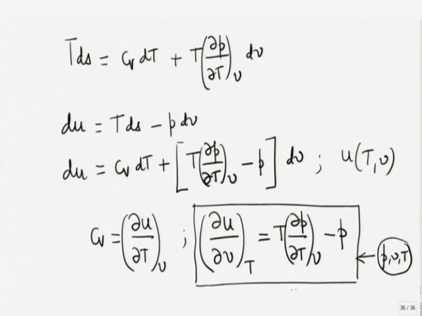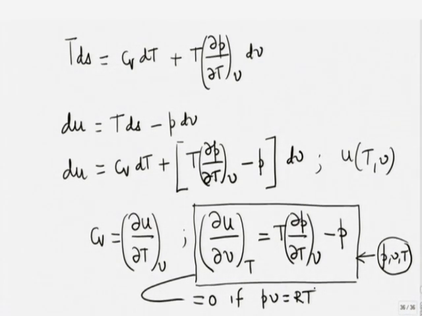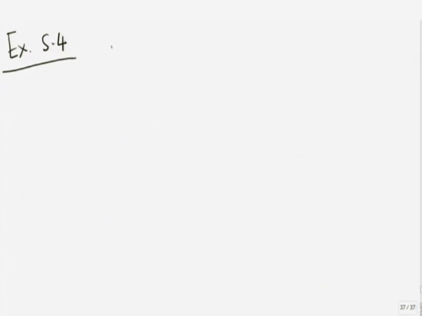Is this clear? So this turns out to be equal to 0 if PV equals RT. Now let us do 5.4. Derive an expression for the variation of CV with respect to V at constant T.